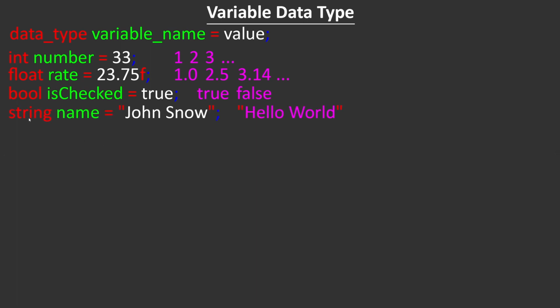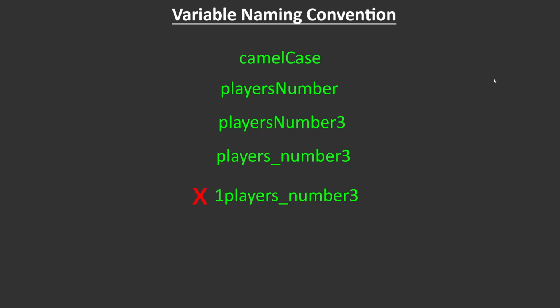String represents text. When declaring a string, make sure to put the text between two double quotation marks. For example, "hello world" is in between two double quotation marks. For example, string name equal "Jon Snow" between two double quotation marks and semicolon. Here we have a variable of type string, and the name of the variable is name, and the value is the text Jon Snow.